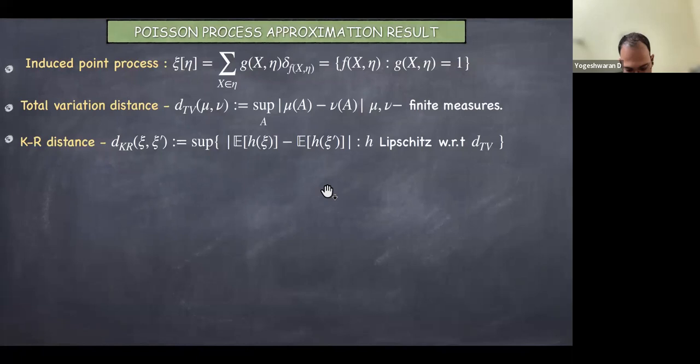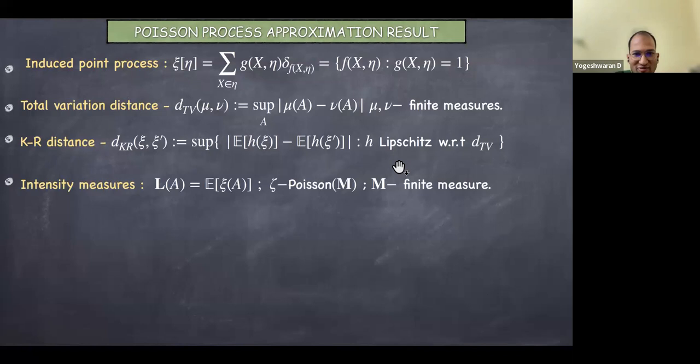In very simple terms, it means that if you change one point, h should change at most by one. h should change at most by one when adding a point or subtracting a point of a counting measure. Now we have intensity measures. L is the intensity measure of Xi, and I also have a Poisson measure with M, a finite measure. Zeta is a Poisson point process with intensity measure M.